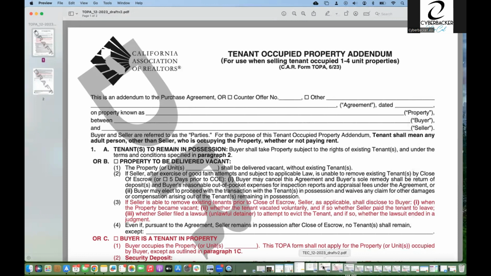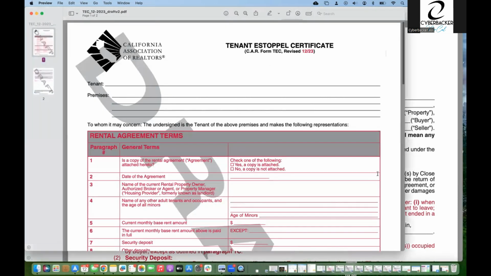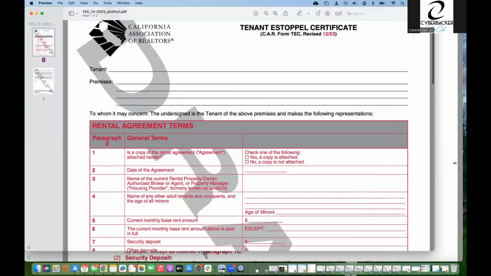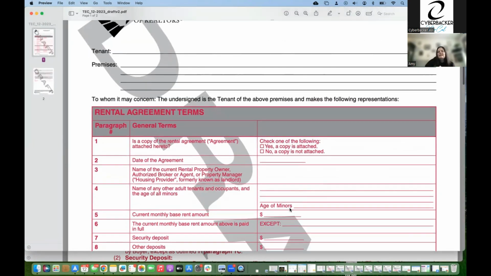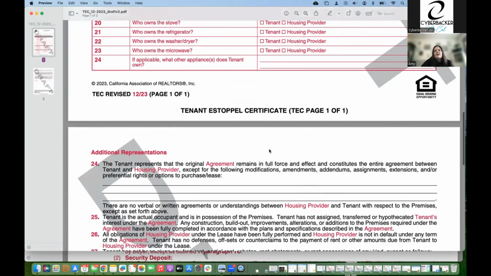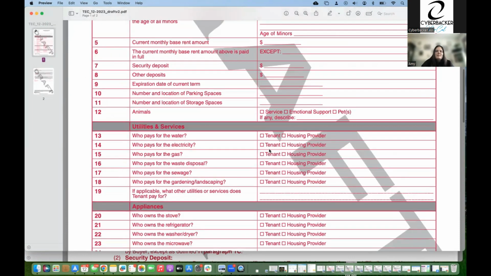Let's head over to our next form, which is going to be the TEC. This is your tenant estoppel certificate. It's very common that when we have a grid format, which makes way more sense. It used to be just kind of line items, and now it's more of a grid type format.